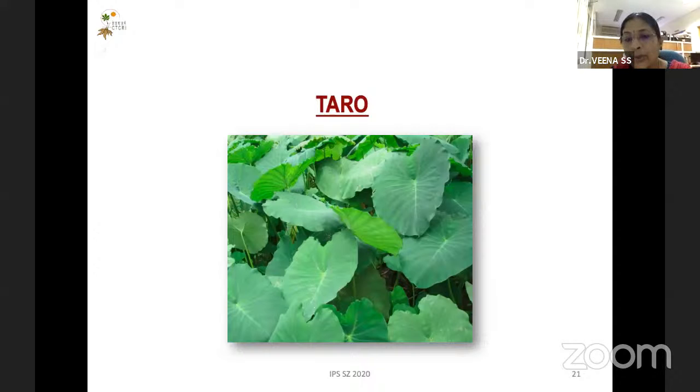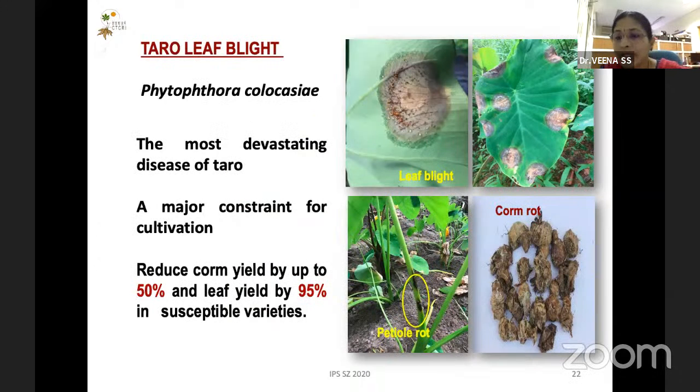And coming to taro. Taro leaf blight, caused by Phytophthora colocasiae, is the most destructive disease in taro, of which we consume the leaf, petiole, and tubers. This pathogen is capable of infecting the leaf.